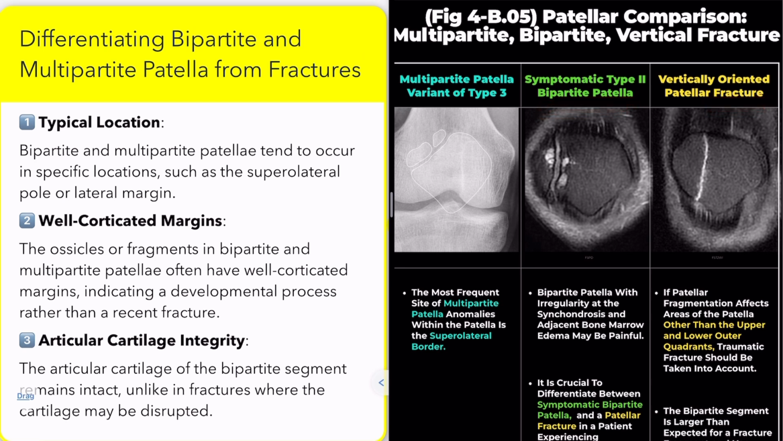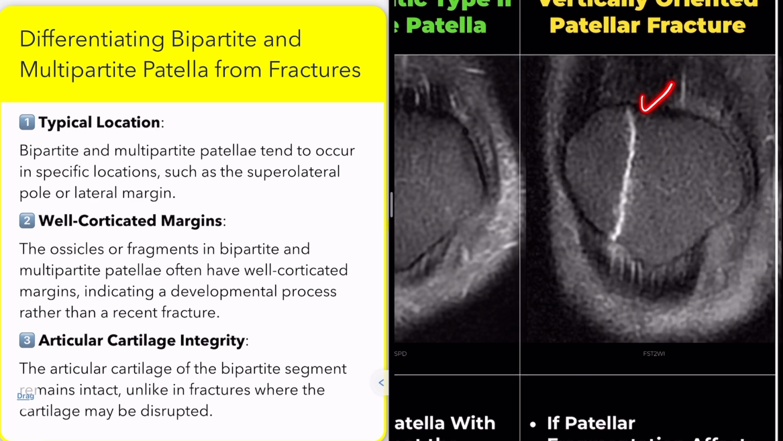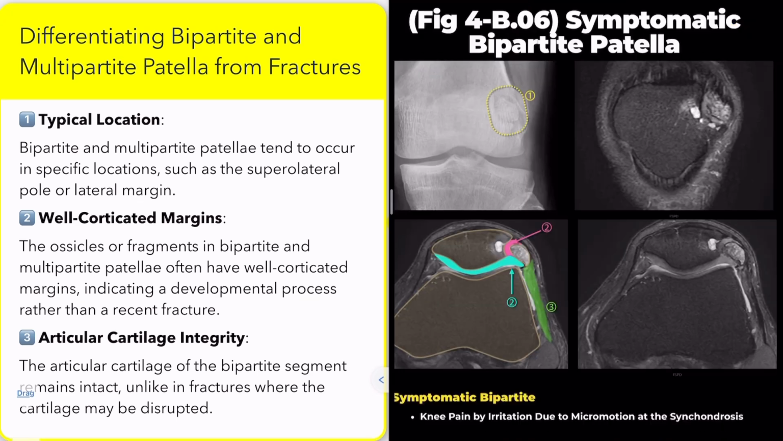Now, let's go through the key imaging features that can help us make this distinction. First, location. A bipartite patella typically involves the superolateral pole or lateral margin of the patella. While fractures can occur anywhere, this specific location should raise suspicion for a bipartite variant. Second, margins. In a bipartite patella, the ossicles or fragments tend to have well-corticated, smooth margins. This is in contrast to fracture fragments, which often have irregular, non-corticated margins.